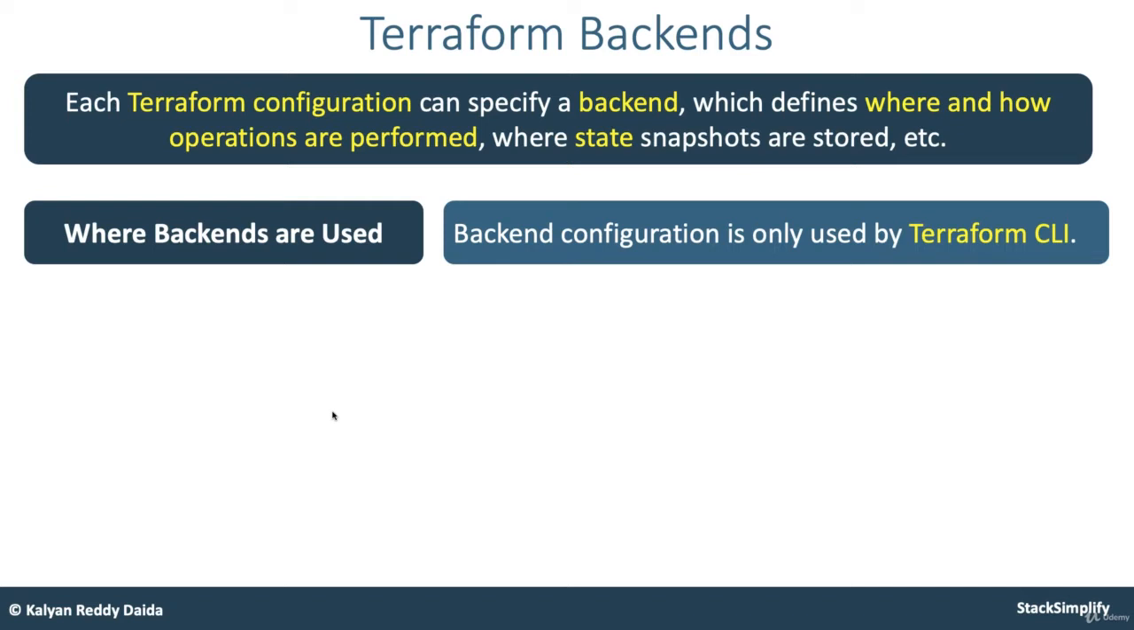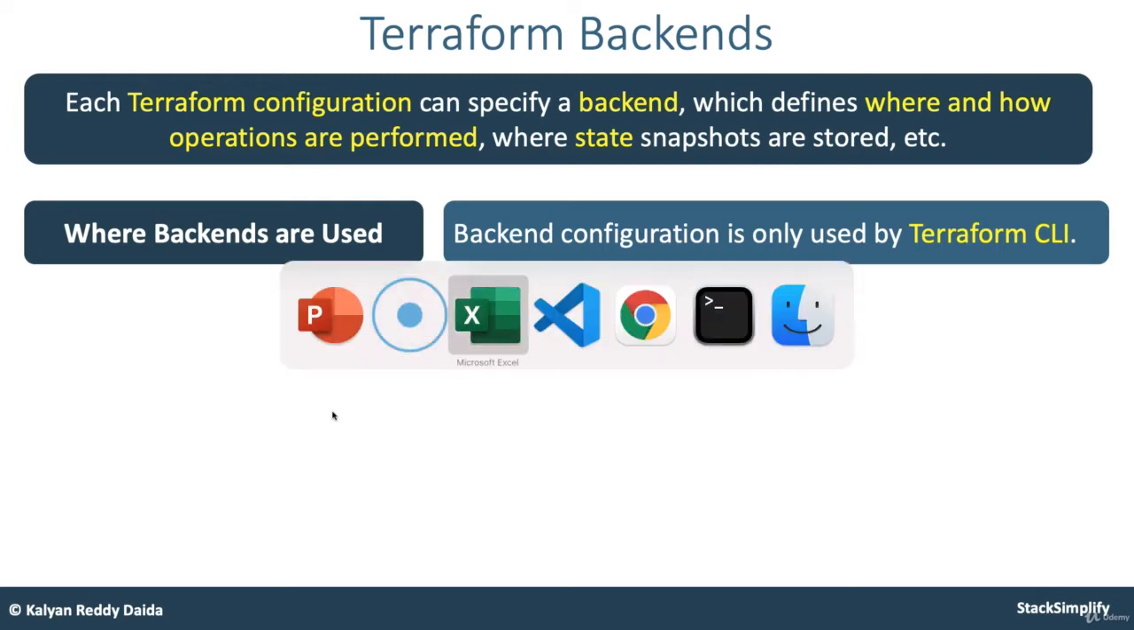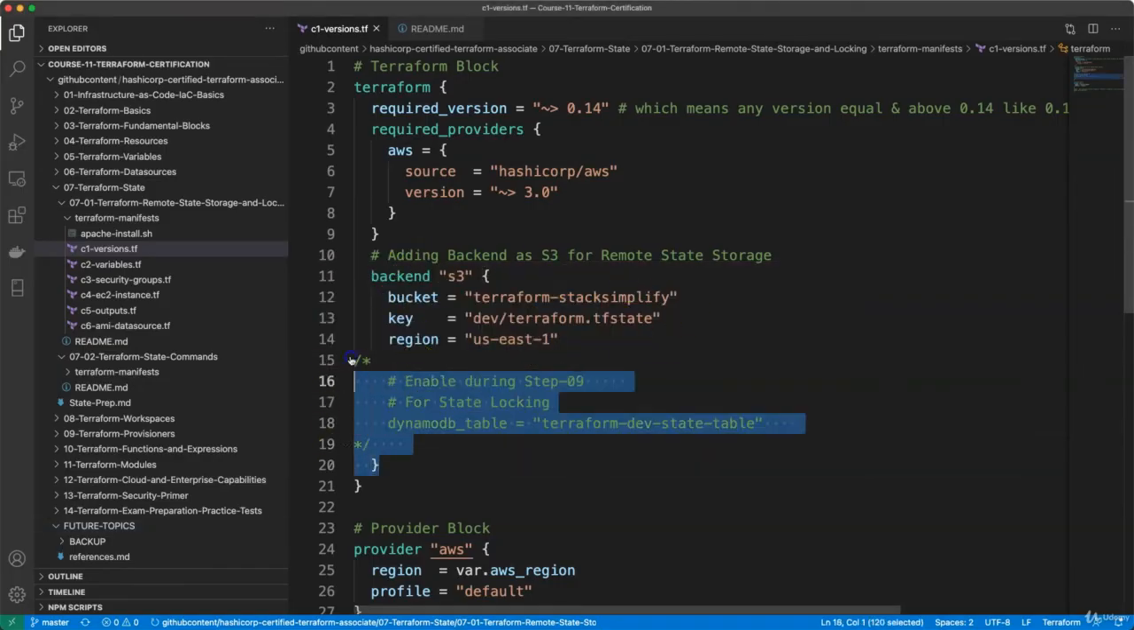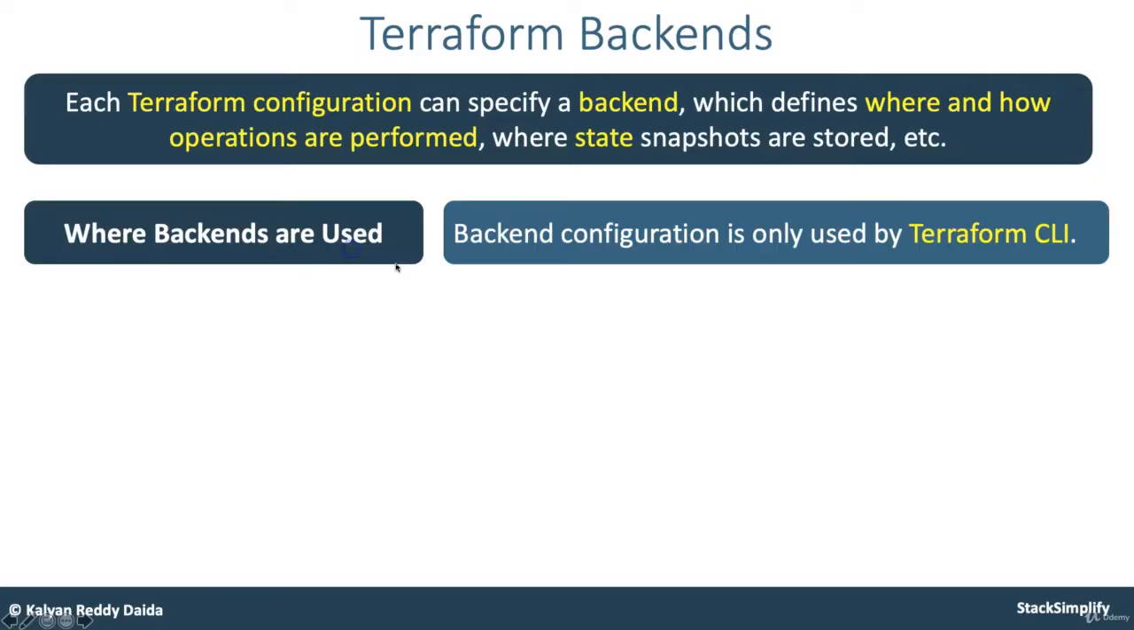Terraform executions you can also do using Terraform Cloud and Terraform Enterprise options. So in addition to Terraform CLI, you also have two other options for running the Terraform configuration files: one is Terraform Cloud and another one is Terraform Enterprise. But the backend configuration, whatever you are doing here, is exclusively used by Terraform CLI only.